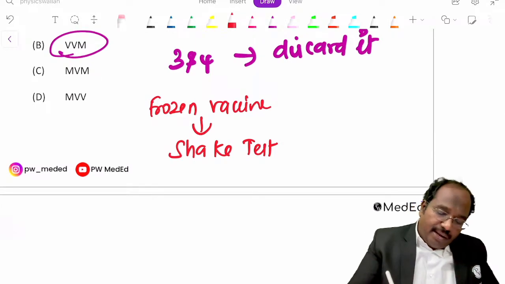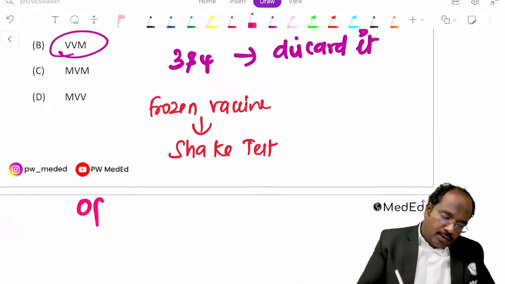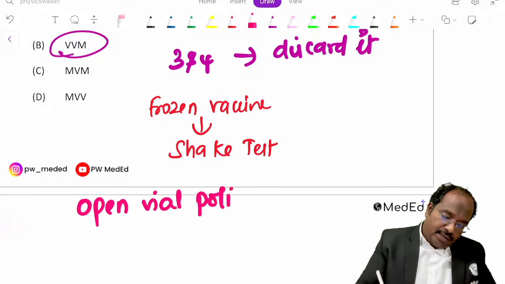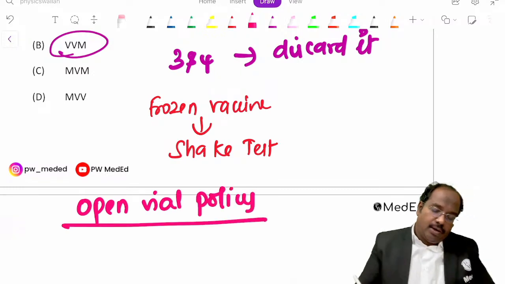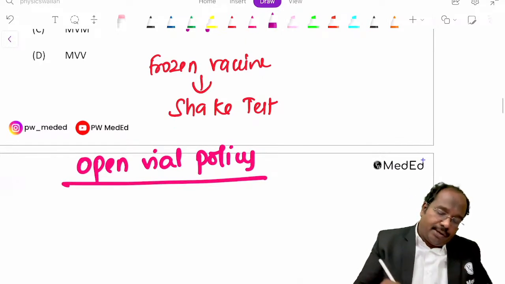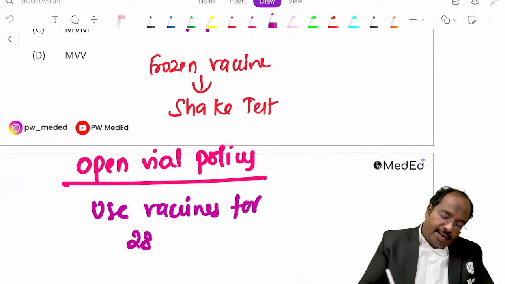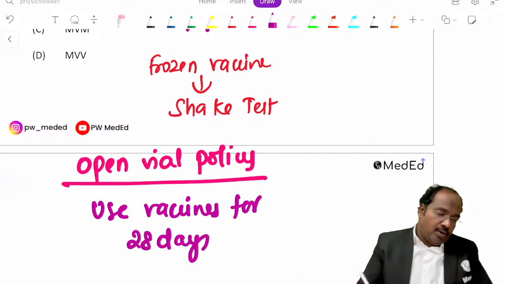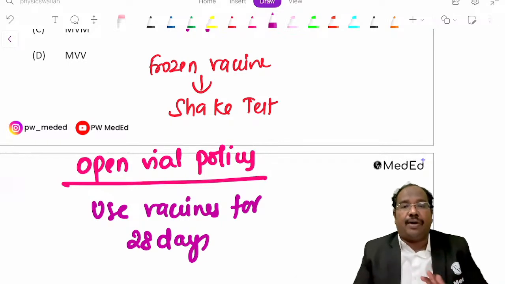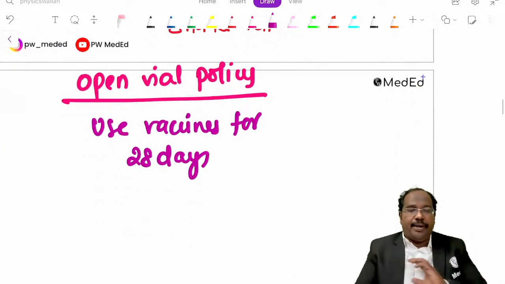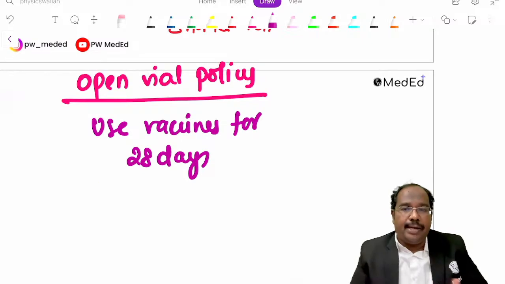What about the open vial policy? Okay, open vial policy: once you open it, you can use the vaccine for 28 days.